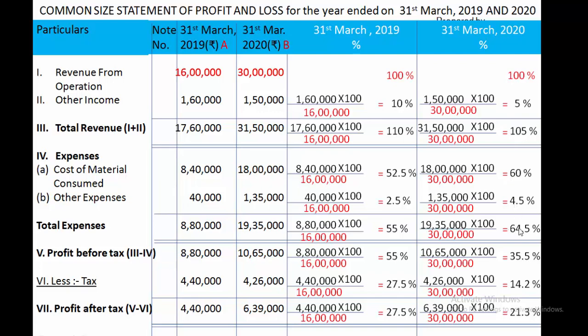After deducting 64.5 from 105 is equal to 35.5%, and 40% of it is 14.2, and by deducting 14.2 from 35.5 is equal to 21.3%. In common size statement of profit and loss, in 2019 each and every item is divided by 16 lakh, and in 2020 each and every item is divided by 30 lakh, that is revenue from operation.